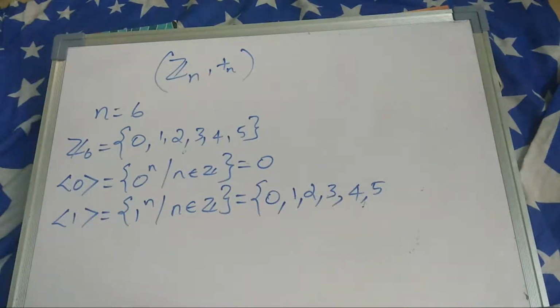Now, we need to check the negative powers. Fine. Now, here it is not necessary to check the negative powers. The reason is, if we check the negative powers, it is going to lie again in Z6. But since this has exhausted all the elements in Z6, it is not necessary to check the negative powers. It is going to lie again in this same set. So hopefully I'm clear with what I said.